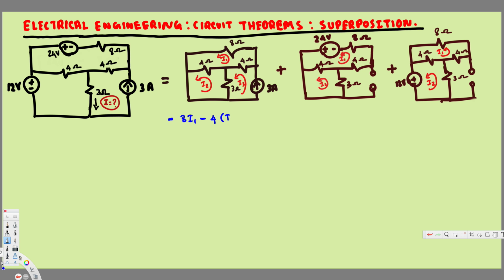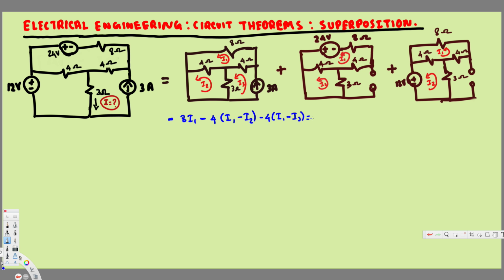I1, and also I2 is going in the opposite direction, so we put a negative sign here, and I2. Then I1 is going through this other 4 ohm, so we put again minus 4 I1, and I3 is going in the opposite direction, so this is going to be minus I3 right here. This is one of the equations.